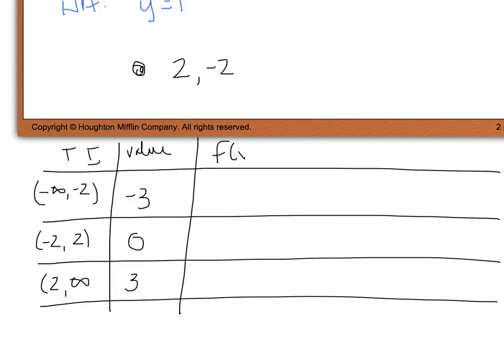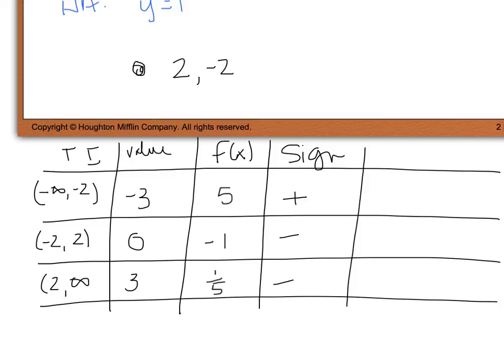I'm going to evaluate f of x. At negative 3 I end up with a y value of 5. At 0 I end up with a y value of negative 1, and at 3 I end up with a y value of 1/5, or 0.2. Now I'm going to come into my table and look at the sign values. So I went from positive to negative to positive, and I have my points, which are (-3, 5), (0, -1), and (3, 1/5).